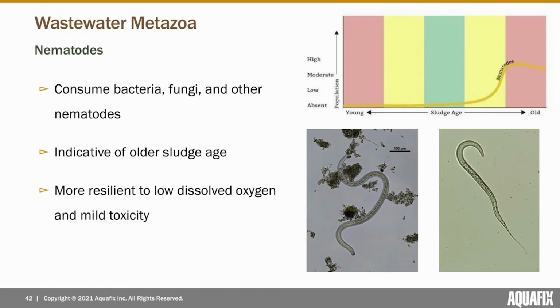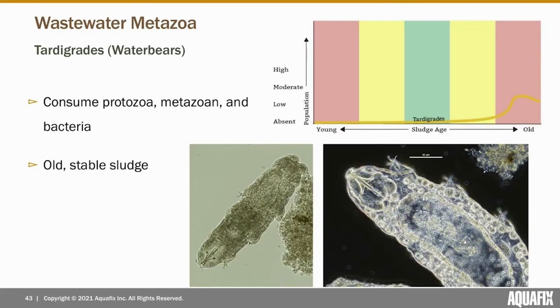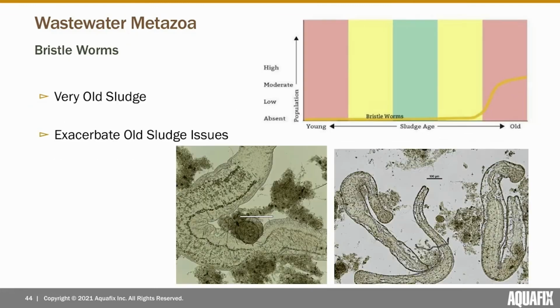Next, we have tardigrades or water bears, everyone's favorite. These guys have a plump body with a scrunched up head and 8 legs with 4 claws at the end. These claws are used to rip open their food, such as rotifers, small nematodes, protozoa, and sometimes even other tardigrades. And if tardigrades are present in your system, it's going to indicate that your sludge is very old, but it is stable.